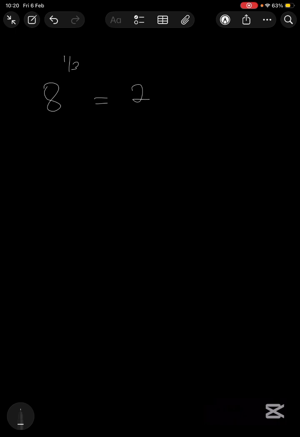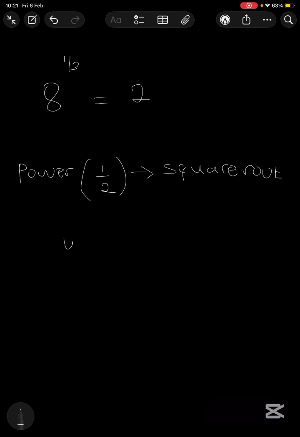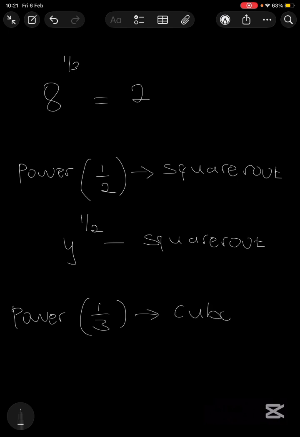So that means power 1 over 2 is the square root. Y power 1 over 2 means square root. Then power 1 over 3 is the same as cube root. Y power 1 over 3 is the same as cube root.